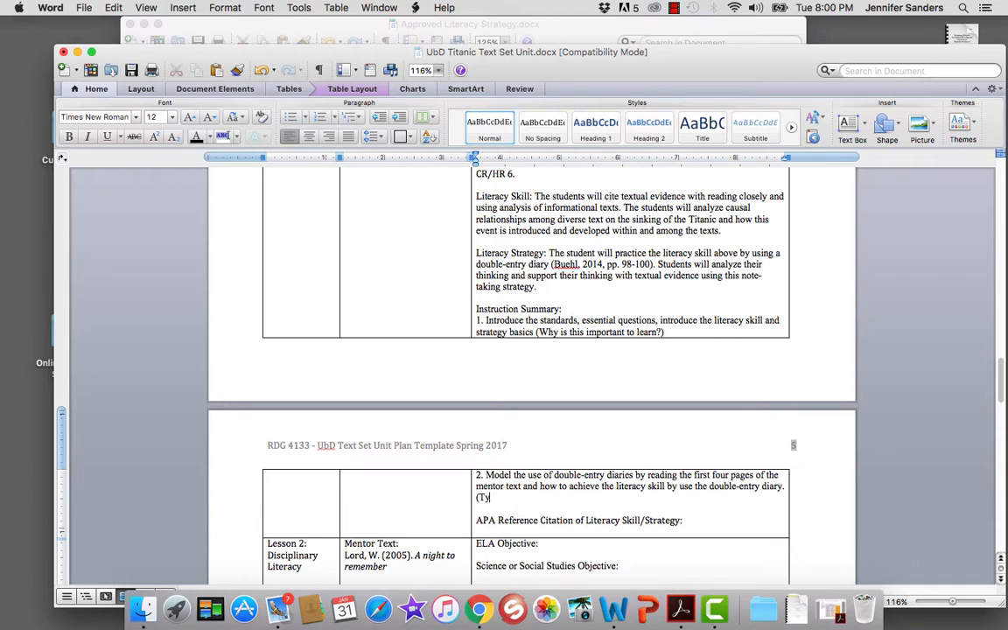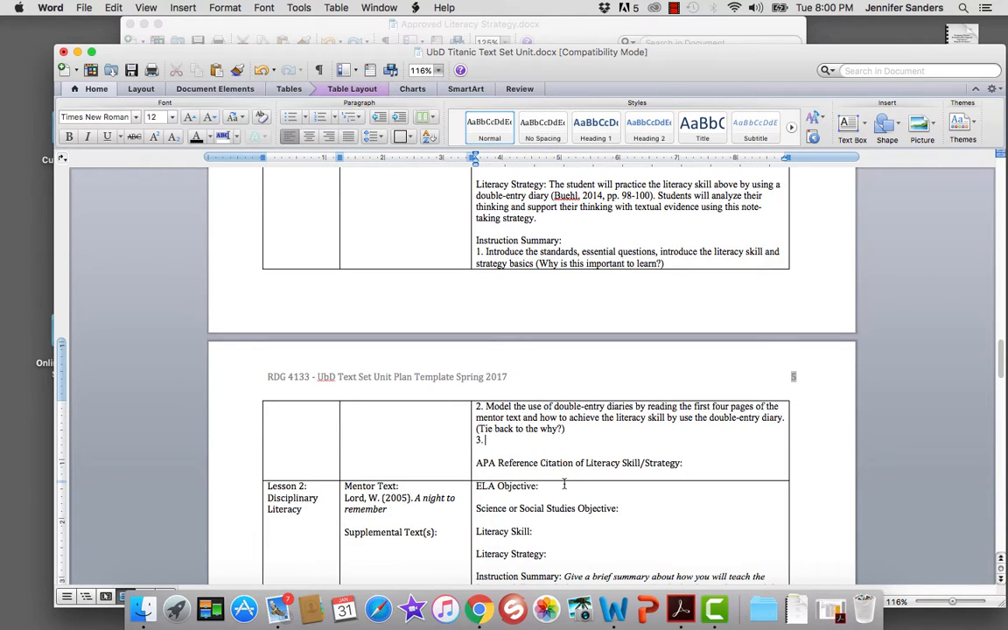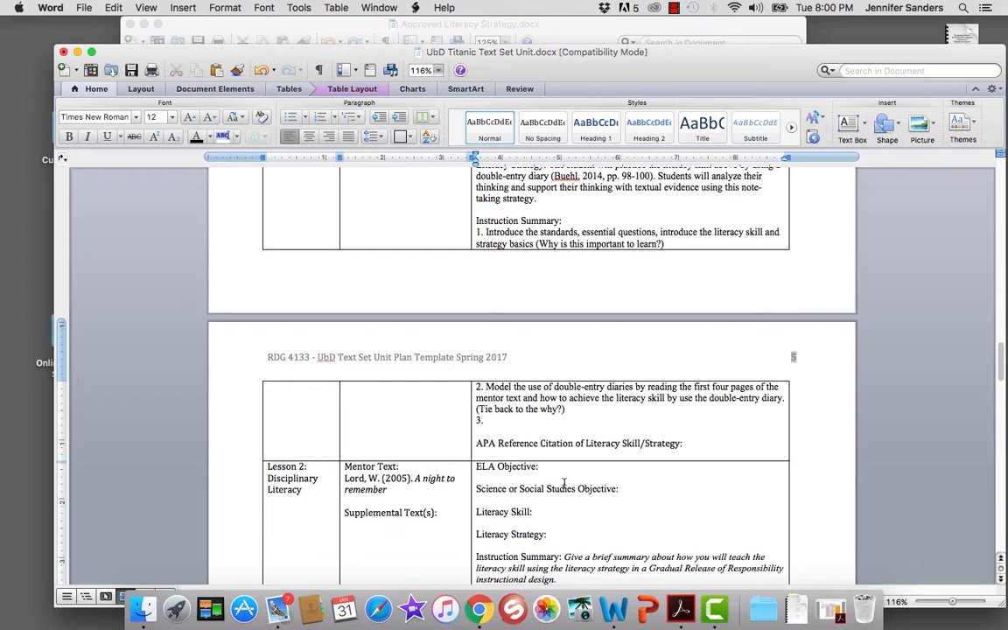And I want to make sure that I tie back to the why. So how does this strategy help me? And why is it important to use this strategy to help achieve the literacy skill? And then next, I like for my students to kind of struggle a little bit because they're 6th graders. So I do sometimes my gradual release a little different.